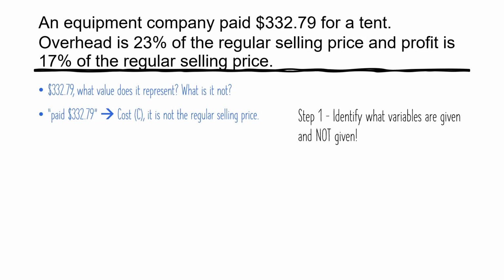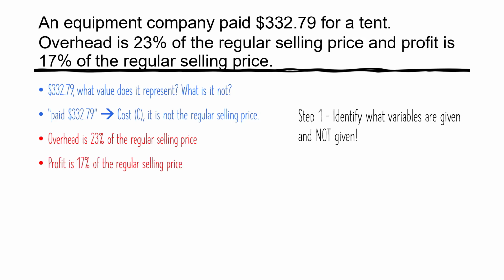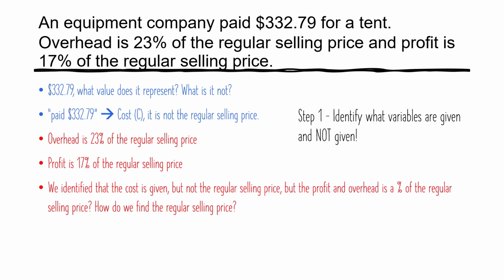It is important because they told you that overhead is 23% of the regular selling price. Yes, we don't have that number yet, but we can still do something about it. Similarly, profit is 17% of the regular selling price. We don't have that number yet, so we can't get an exact amount for overhead and profit. But we can set it up in an equation, right? So just keep that in mind. It is these percentages of the regular selling price, but not the costs.